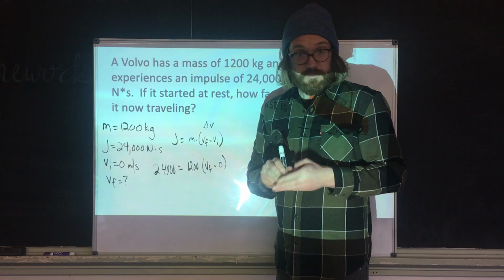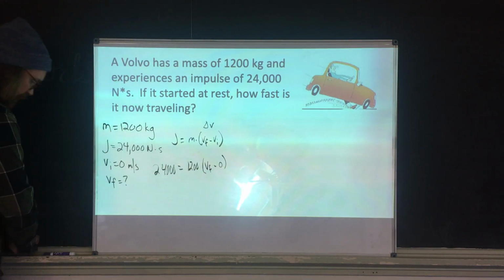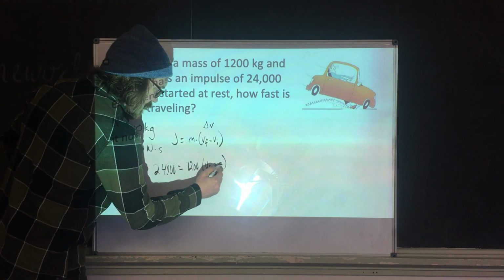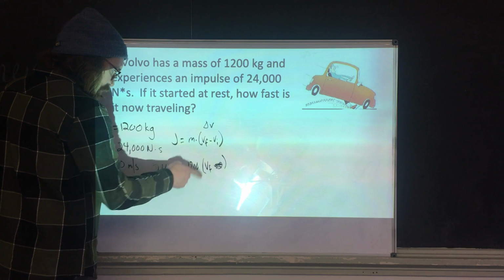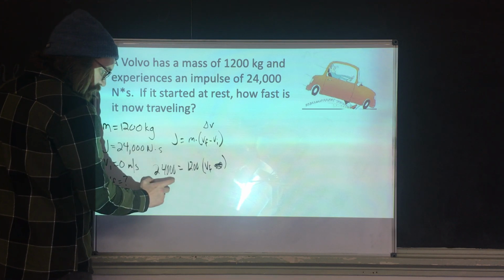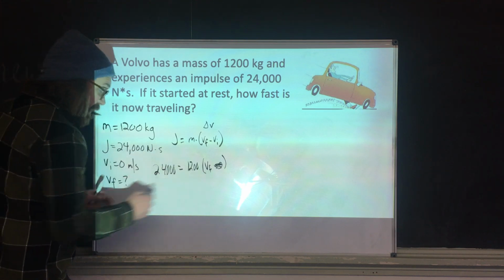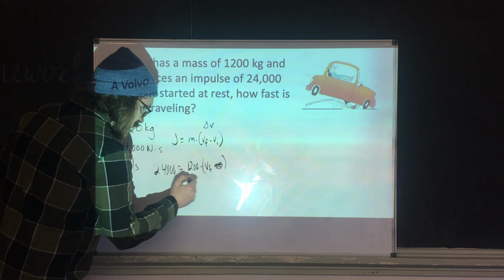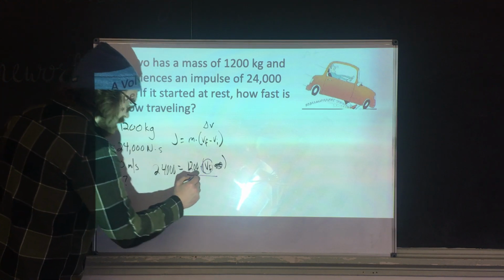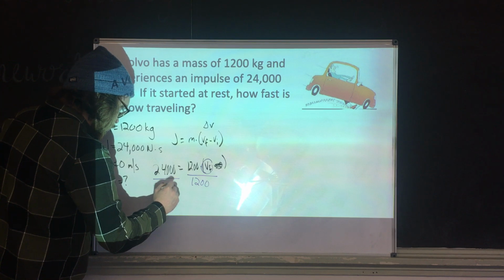Well, this is fun, and actually quite easier than you might think. Anything minus 0, VF minus 0, I don't care. So all we really have here is 24,000 equals 1,200 times VF. To get VF by itself, this is multiplication, so I'm going to do the opposite of multiplying. I'm going to divide both sides by 1,200.